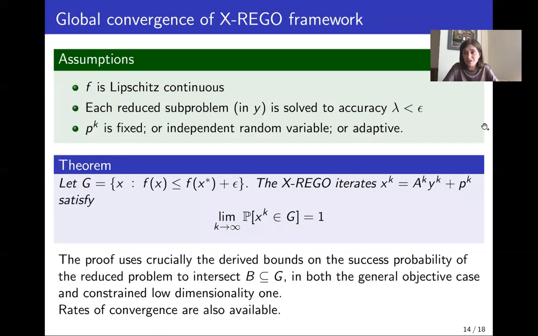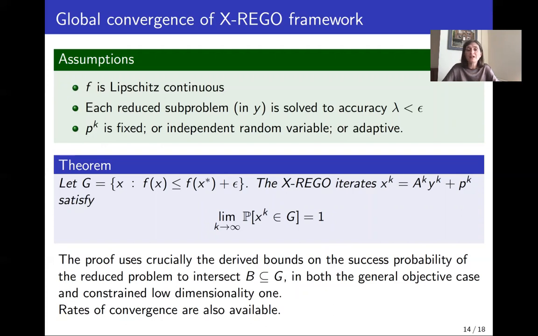We can guarantee convergence of this framework, both for special structure and for general objectives, assuming that f is Lipschitz continuous and that each subproblem is solved to global optimality slightly lesser than the accuracy desired in the original problem, and a very diverse set of choices of the anchor points pk. Then we can show that with probability 1, our solutions of the reduced subproblems projected back into the original space will belong to an epsilon ball of a global minimizer x star with probability 1.